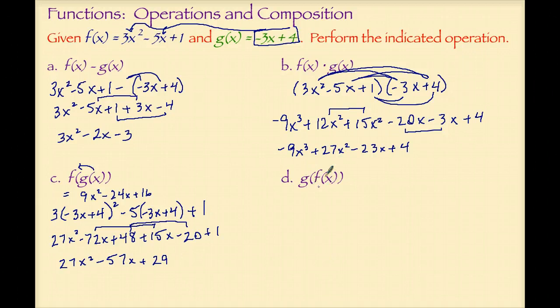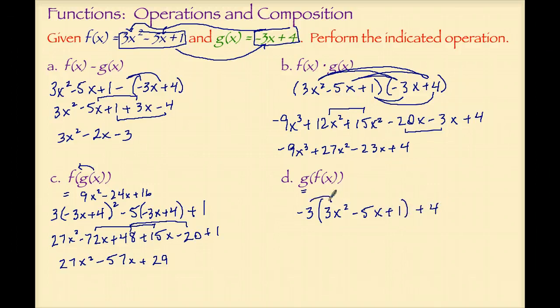Now let's do the same thing but in reverse. G is listed first, so we're going to take the f of x function and insert it in for x in the other function. So it's going to be negative 3x plus 4, but where the x is, we insert the other function. 3x squared minus 5x plus 1, and then of course plus 4.